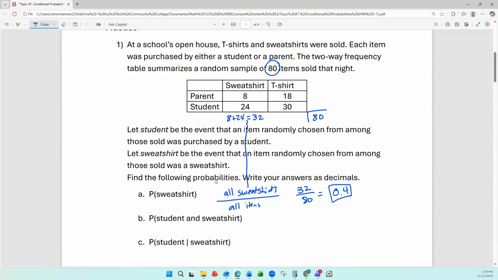All right, student and sweatshirt is going to be where those intersect, that group. So that's 24 out of the 80. That's 0.3.